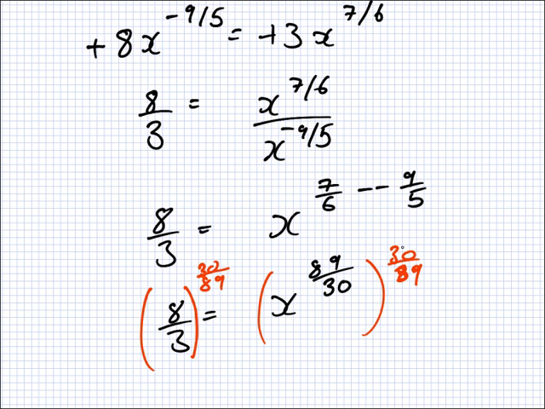Now what's so great about that? They cancel there. So you're left with x equals 8 over 3 power 30 over 89. That's the exact answer. Okay, so now you see that's a bit tricky. Write that one down, please.